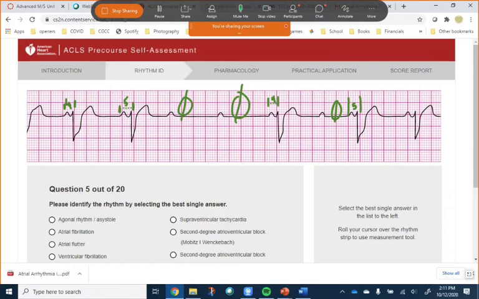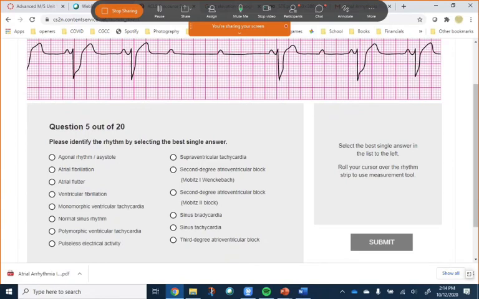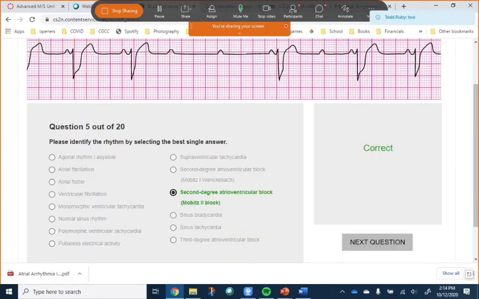So I'm going to call this one, do we have longer than we drop? Or do we have dropping randomly? Randomly. So we're going to call this what kind? So is it a Mobitz type 1 or a Mobitz type 2? I think it's 2. And you are correct.